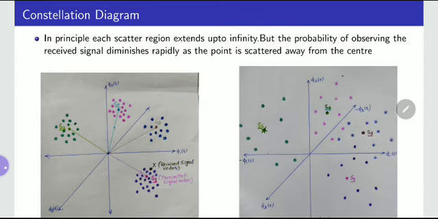So you can see, since the value of noise is random, the received vector is displaced around the original signal point and it forms scatter regions. So here we have 4 scatter regions.